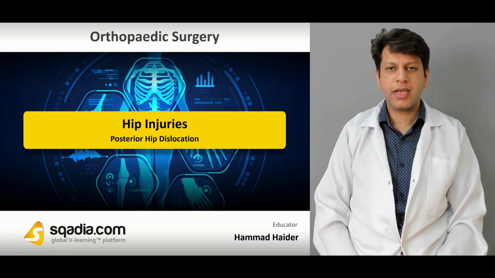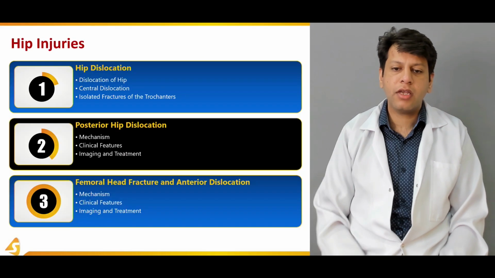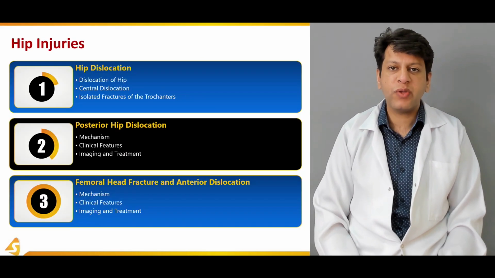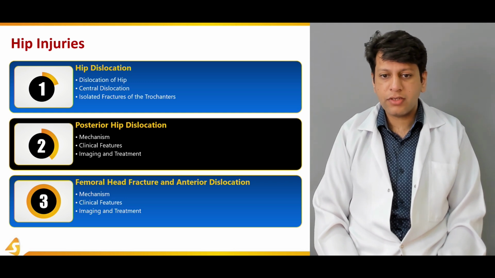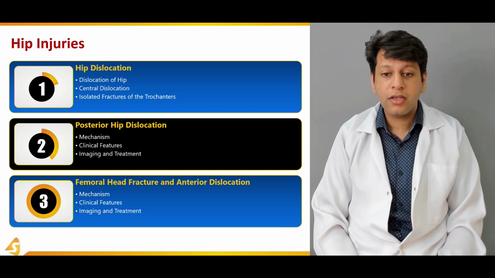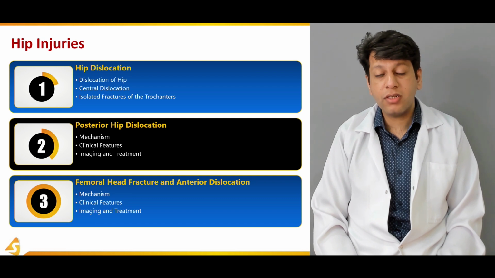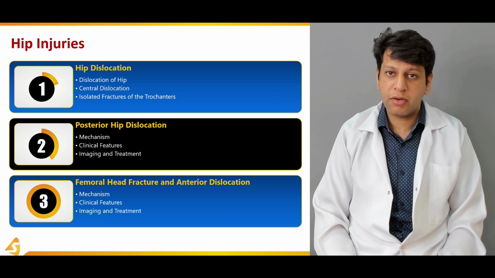Now moving on to our second section, that is the posterior hip dislocation. In this section, we will be discussing the mechanism of injury which may precipitate posterior hip dislocation, its clinical features, and what imaging is required and how to interpret that imaging, especially X-ray, and what's the role of CT in posterior hip dislocation, and what is the treatment of posterior hip dislocation.